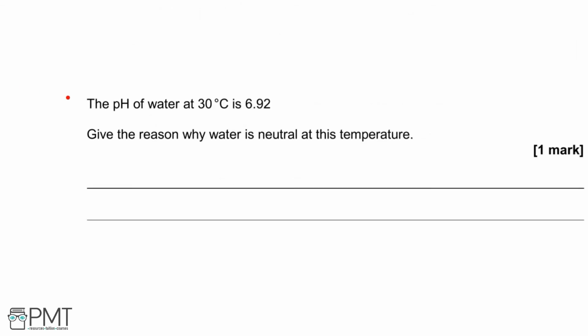The pH of water at 30 degrees Celsius is 6.92. Give the reason why water is neutral at this temperature. This question is worth 1 mark, so we don't need to explain why that's the case. We just need to state the reason, no justification needed.